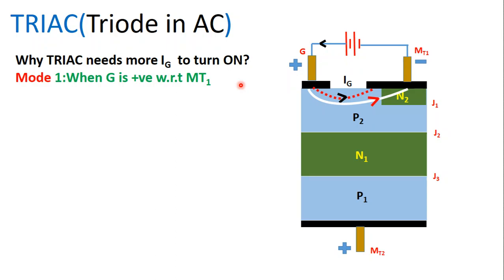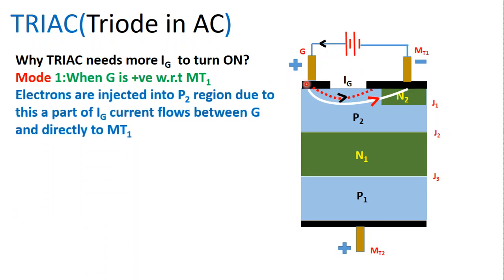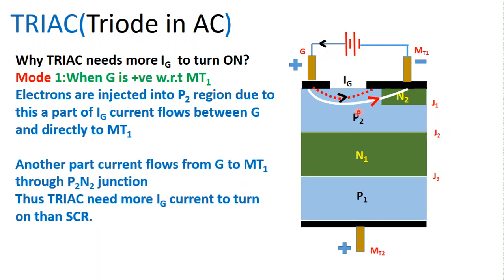So why this happens, as you can see in the diagram, when we make the gate positive with respect to MT1, the electrons are injected into the P2 layer. So when electrons are injected into the P2 layer, one part of gate current will flow directly from gate to MT1 terminal shown by this red arrowhead, and another part of gate current will flow from gate terminal to MT1 terminal through P2 N2 junction or J1 junction. So because of this reason, triac needs more gate current than SCR to turn on.